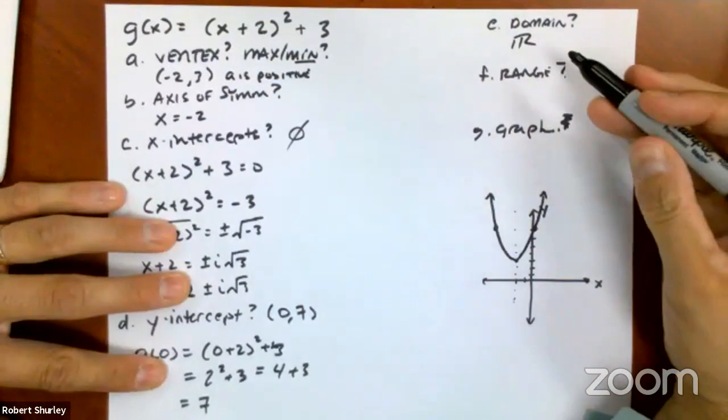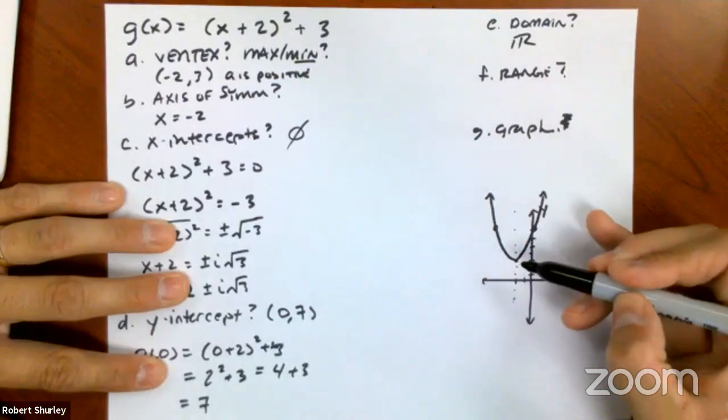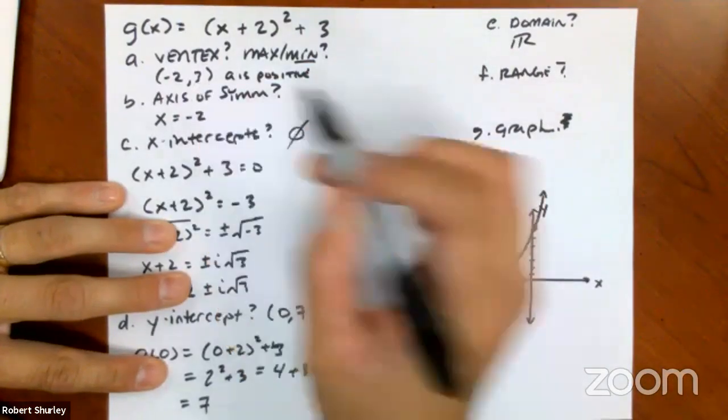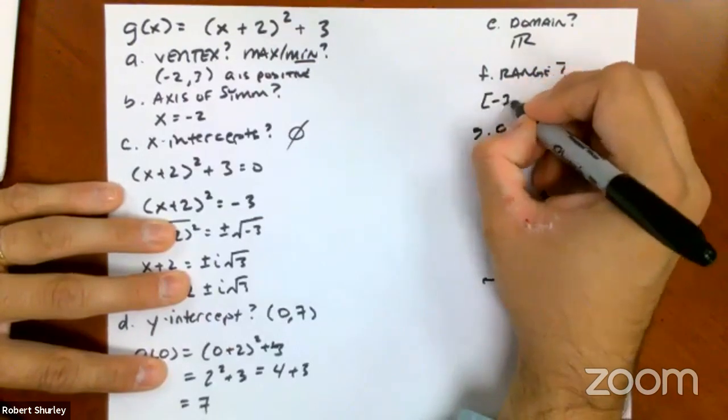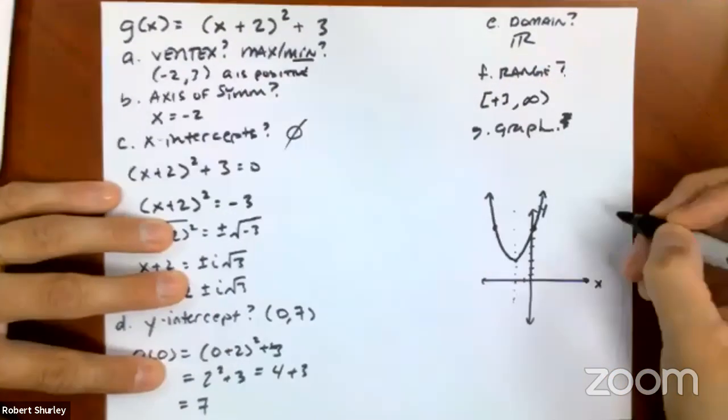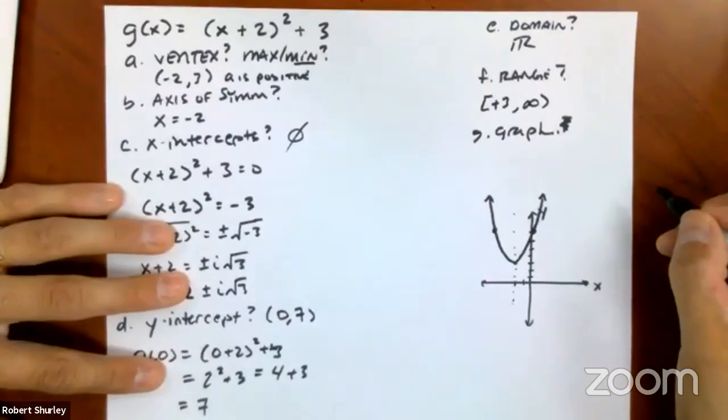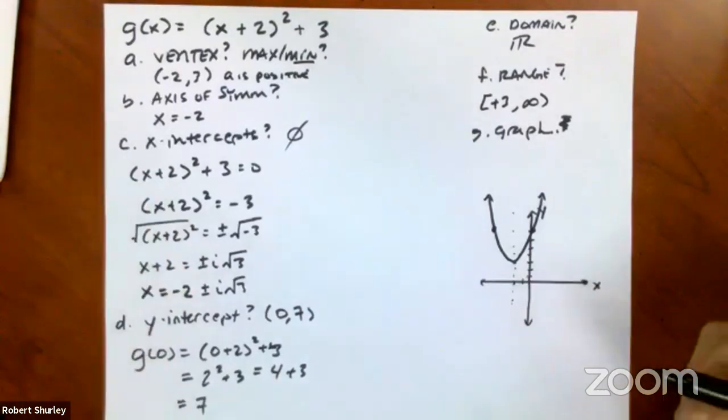Domain, easiest point on the test. Range, though, again, it goes up forever, but it stops. We've got a minimum at the vertex, which was 3. So it's going to be 3 to infinity. Oh, not negative, but positive 3 to infinity. Okay. And we graphed it. Great.